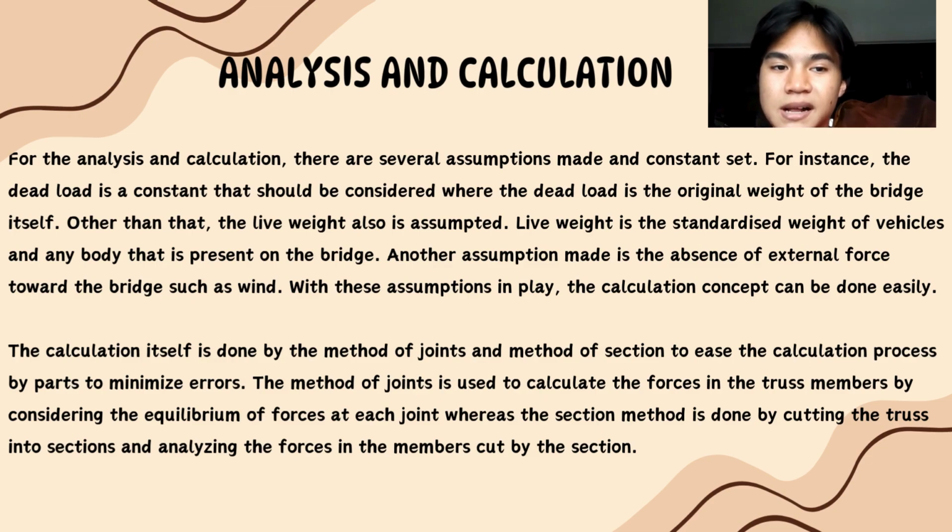The calculation itself is done by the method of joints and the method of sections to ease the calculation process by parts to minimize errors. The method of joints is used to calculate the forces in the truss members by considering the equilibrium of forces at each joint, whereas the method of sections is done by cutting the truss into sections and analyzing the forces in the members cut by the section.